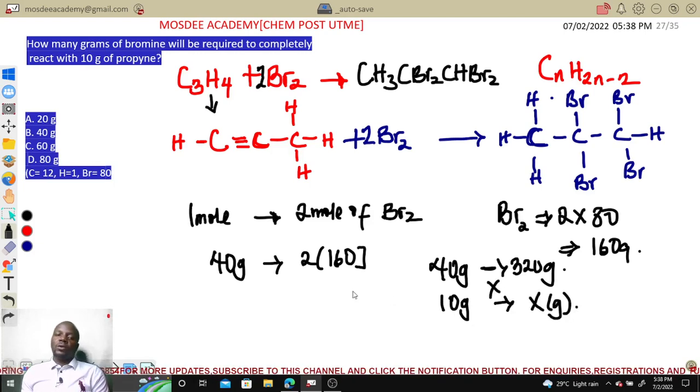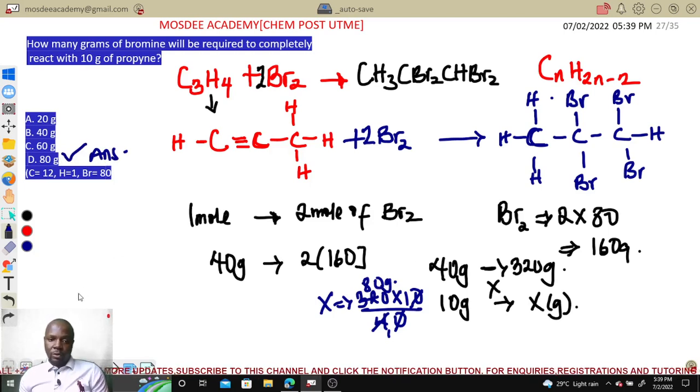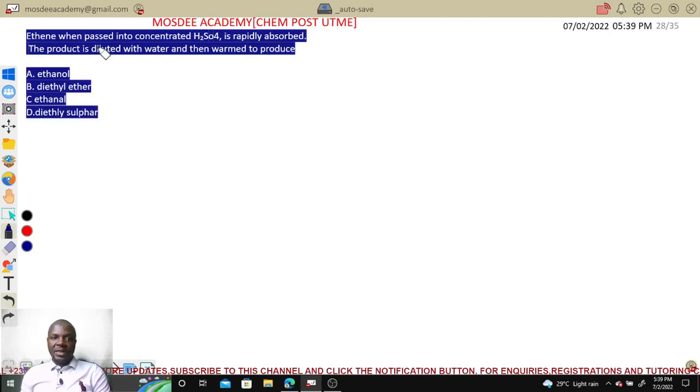So directly you can cross multiply and have your final answer by saying X will be equal to 320 times 10 divided by 40. The 0 gets cancelled out. 4 times 8 is 32, and this is 80. So the amount required is 80 gram of bromine, and that is the answer. I hope students understand this and you get what I have done. So let's move to the next one. Now let's use double speed.